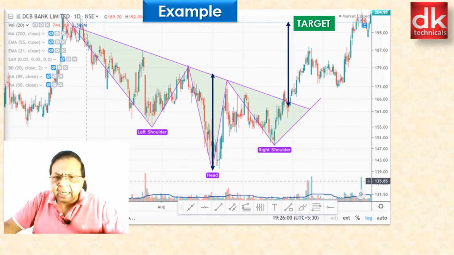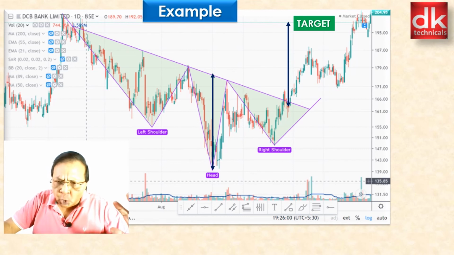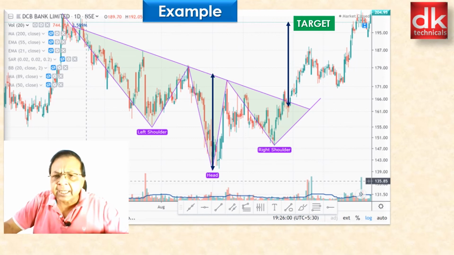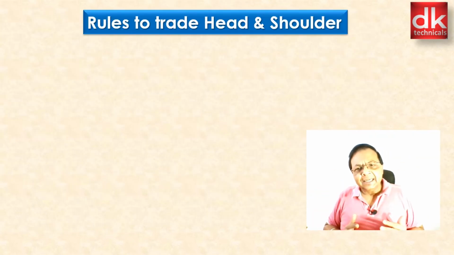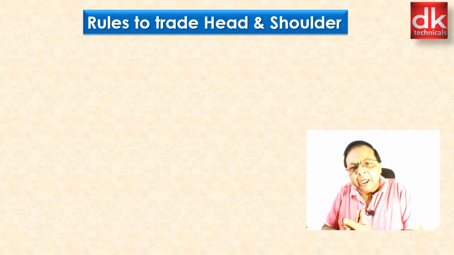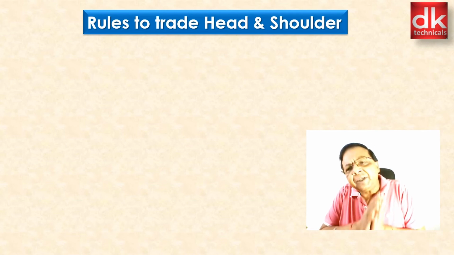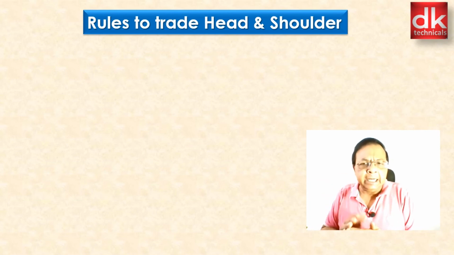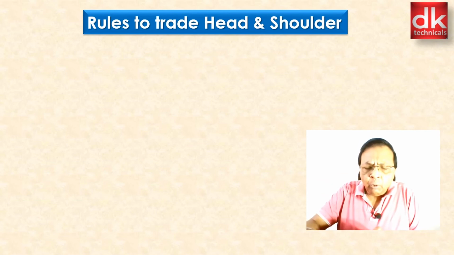Now friends, let's understand certain rules which have to be kept in mind when we understand head and shoulder and build a trading strategy to trade head and shoulder or inverse head and shoulder. So friends, let us understand certain rules which are essential to keep in mind before we initiate a trade after we have observed the formation of head and shoulder or inverse head and shoulder. Now, what are those rules?